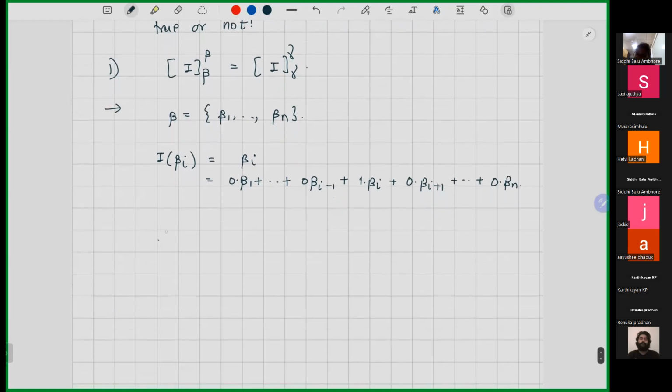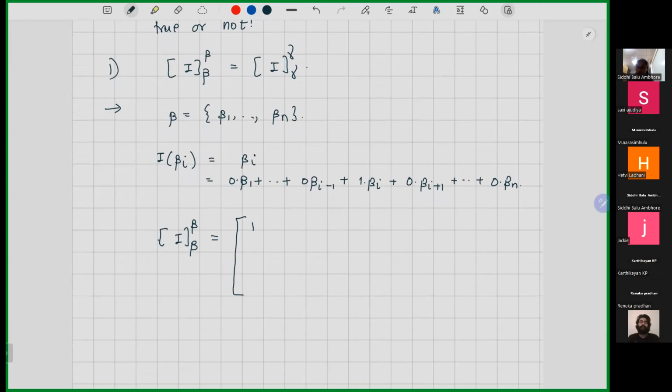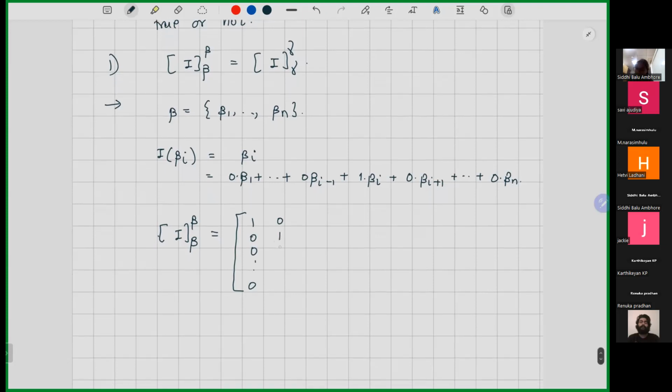So if I want to write directly the linear transformation matrix, for the first vector the coefficient of beta 1 will be 1 and the rest will be 0. So it will be 1, 0, 0. For the second, the coefficient of beta 2 will be 1 and the rest will be 0. Similarly like this, I will get the rest, and the last column will also have a single 1. So it is the identity matrix.